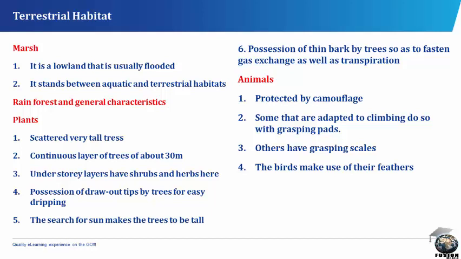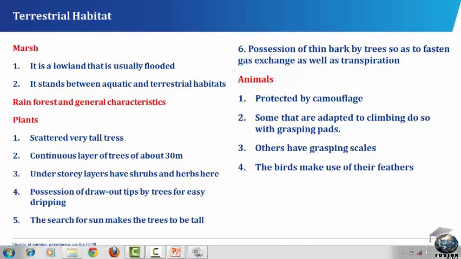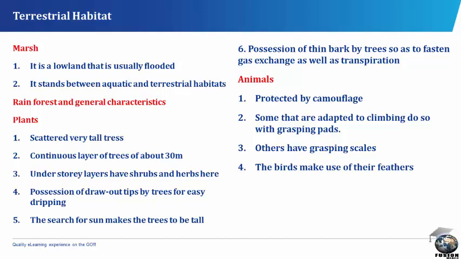Rainforest and its general characteristics. Plants in the rainforest have scattered very tall trees. They have continuous layer of trees of about 30 meters. They have understory layers which have shrubs and herbs. They possess drip tips for easy dripping. The search for sun makes the trees in the rainforest tall, and they possess stem pores so as to fasten gas exchange as well as transpiration.